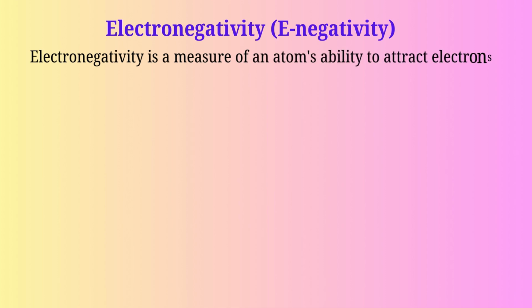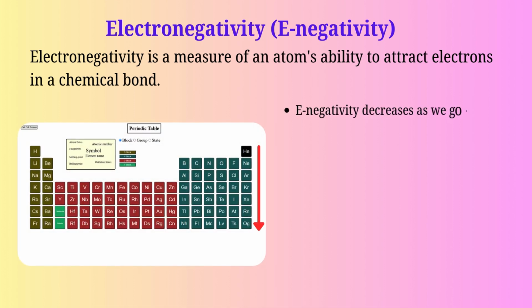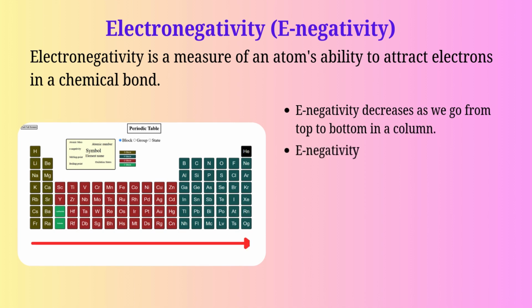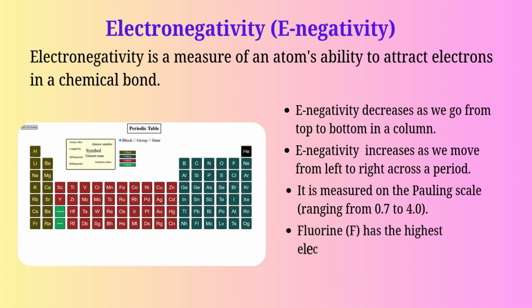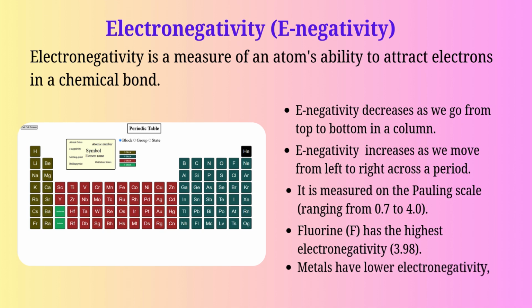The next is electronegativity. Electronegativity is a measure of an atom's ability to attract electrons in a chemical bond. In the periodic table, electronegativity decreases as we go from top to bottom in a column. It increases as we move from left to right across a period. It is measured on the Pauling scale, ranging from 0.7 to 4.0. Fluorine has the highest electronegativity, 3.98. Metals have lower electronegativity, while nonmetals have higher values.